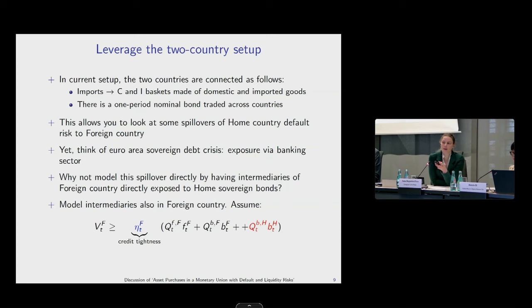And here what I'm thinking about would be having model intermediaries also in the foreign country be subject to these incentive constraints and having them hold not only foreign country bonds, but also home country bonds.